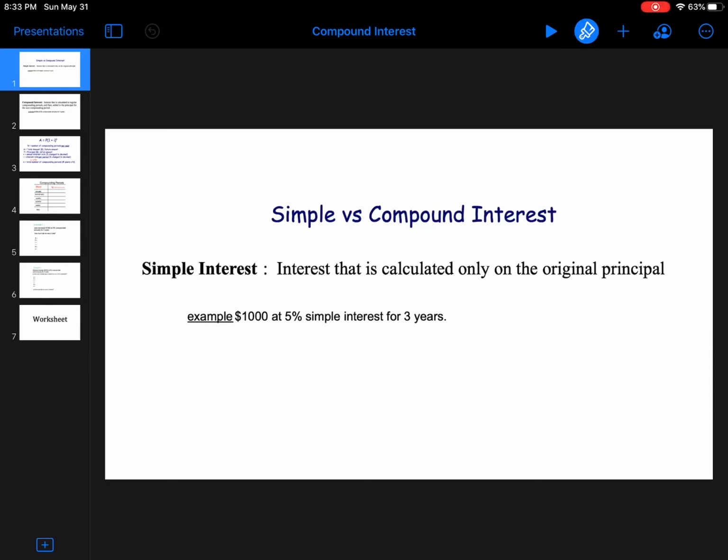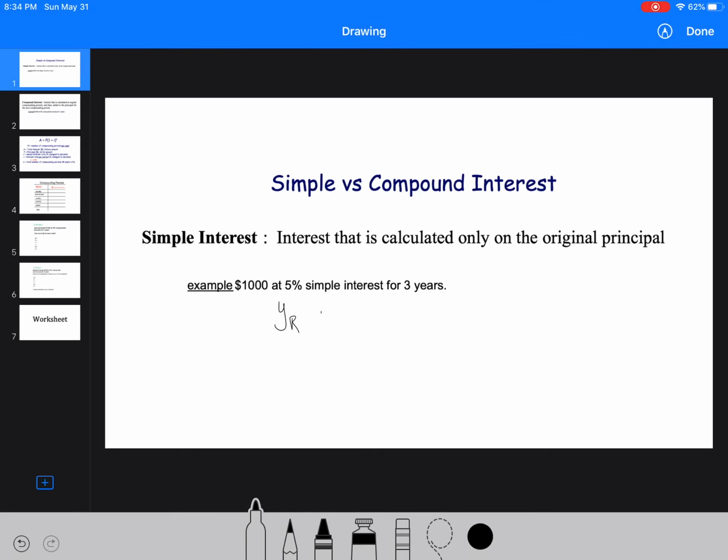So looking at this, now we're going to look at simple interest versus compound interest. We've already talked about simple interest, which is just interest that's calculated on the principal over an amount of time. If we look at the first one, in year one, we're going to be doing I equals PRT. We'd get 1,000 times 0.05 times 1, because we're just doing 1 year, equals $50.